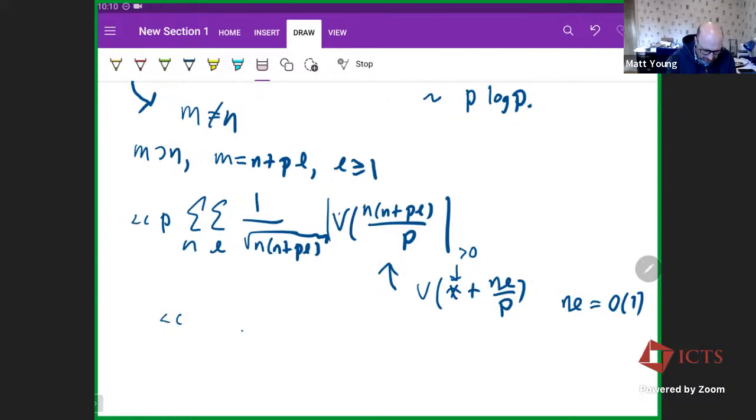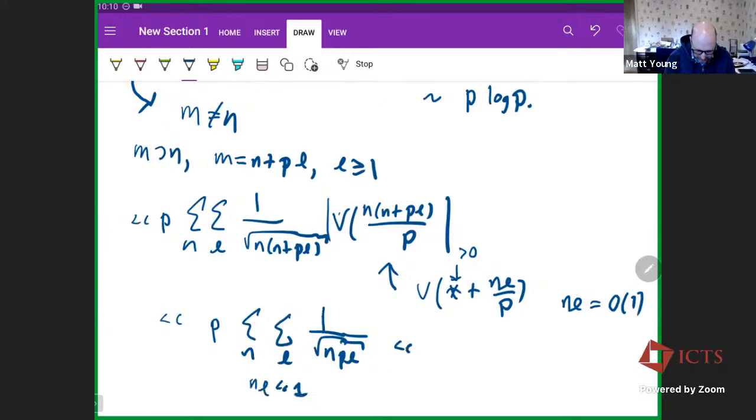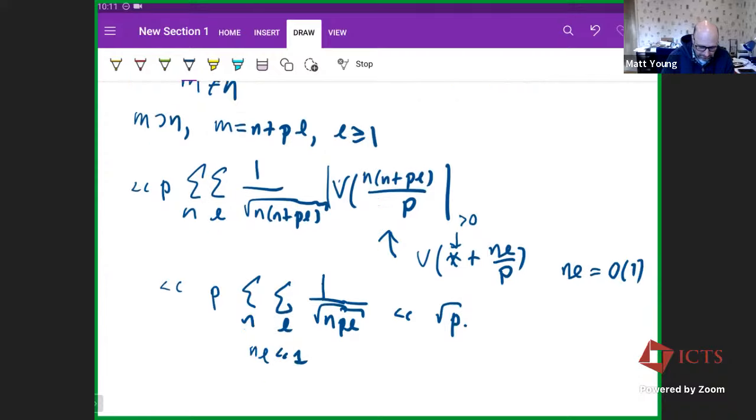Or to write it in a little bit more detail: you've got a P, you have your sum over N, you have your sum over L, 1 over square root of N PL. So just drop the N part in that square root. NL is less than 1, so this is just bounded by a square root of P. So this is massively smaller than the main term. The main term was size P log P, and now this is size square root of P.